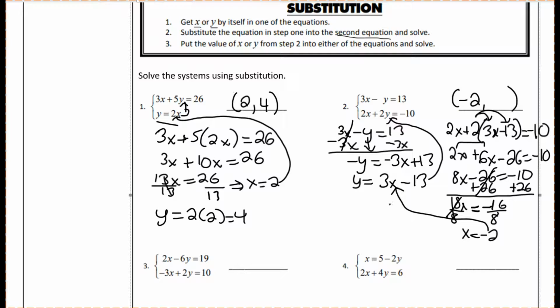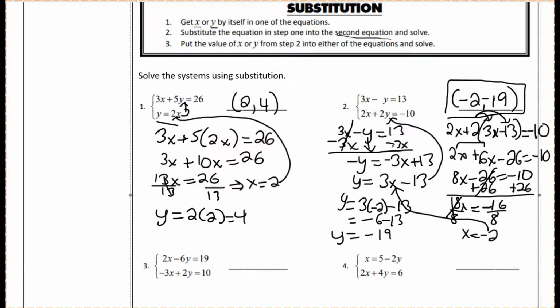You can plug it into any equation that you want. However, I'm plugging it into this one because y is already by itself, so this will give me the direct solution to y. So I have y equals 3 times negative 2 minus 13. So we have negative 6 minus 13, so y has to be negative 19. Alright, so my solution is negative 2 and negative 19.